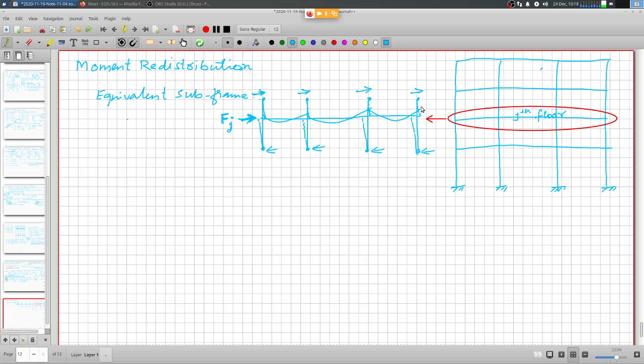Now because of the earthquake load, what happens is these moments can become very large. For beam moments, they can actually go like this. And column moments can be somewhat like this.